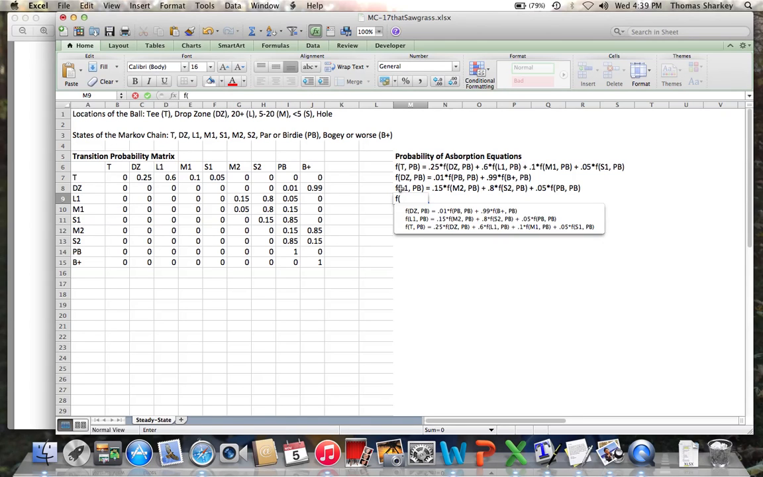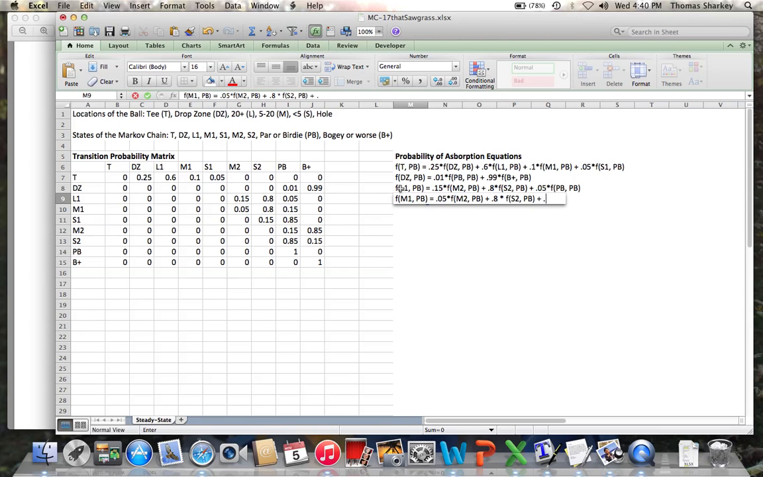And then we have to do this for F of M1, PB. And that is equal to, so we look at what the transition probabilities out of M1 are. 0.05 of the time we end up in state M2, PB. And then 0.8 of the time we end up in state S2, so we multiply 0.8 by F of S2, PB, and then we have a 0.05, and I completely did this wrong, but it'll save us some time, so F of PB, comma, PB.